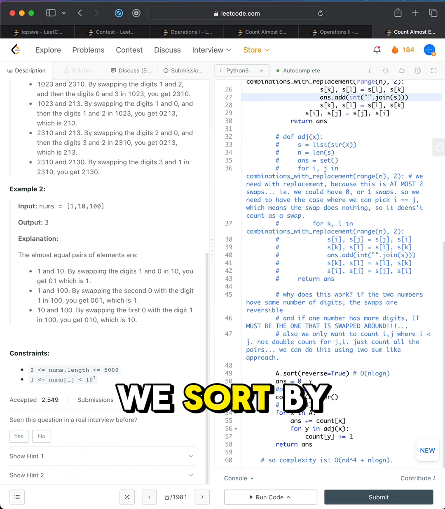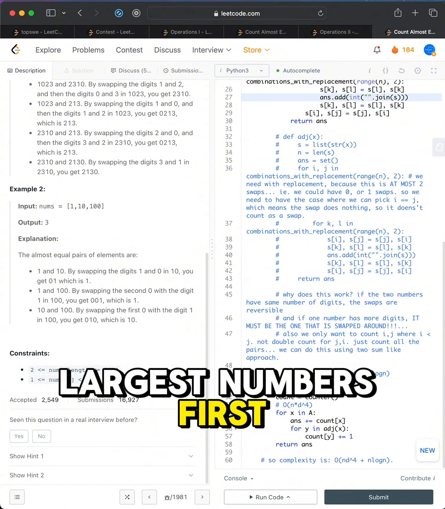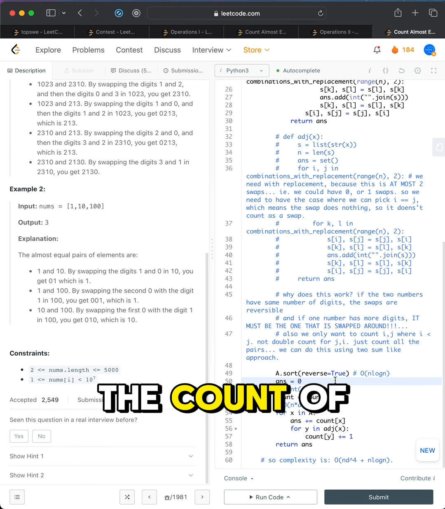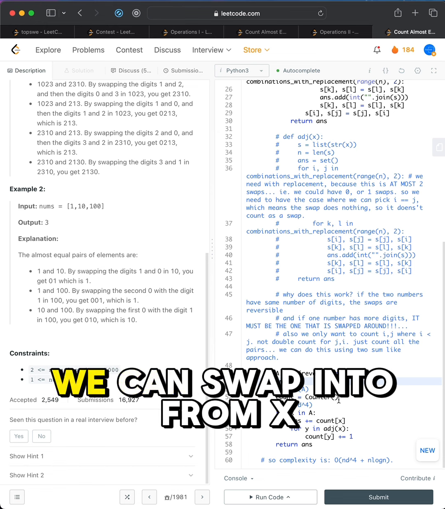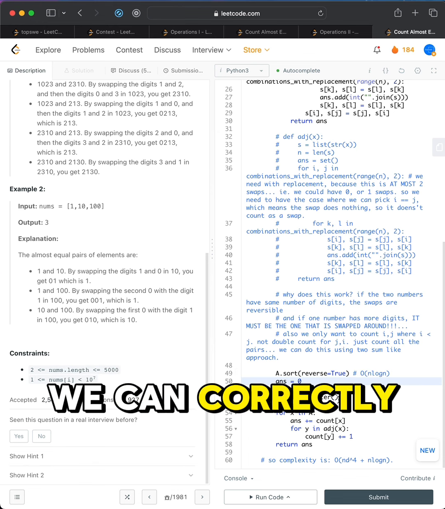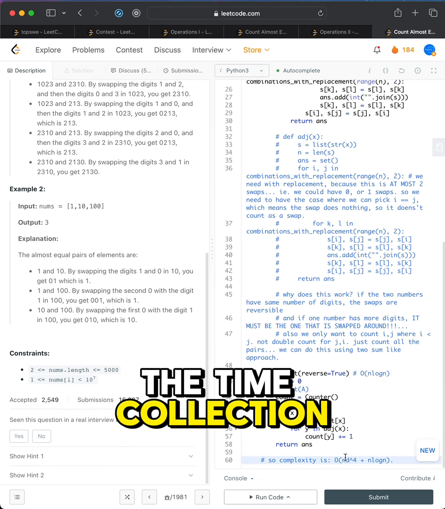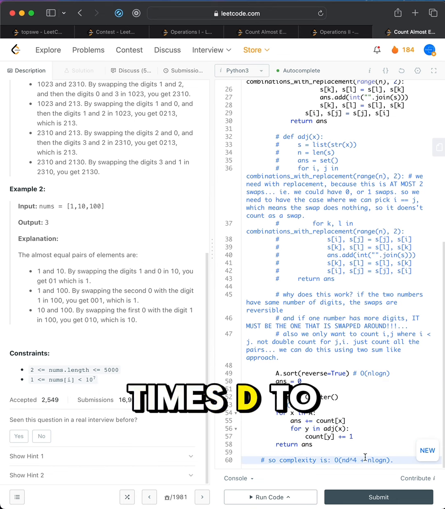This means if we sort by largest numbers first, so most digits first, and using a two-sum approach where we increment the count of almost equal numbers we can swap into from x, we can correctly compute the total number of almost equal pairs. The time complexity of this is O of n times d to the 4 plus n log n.